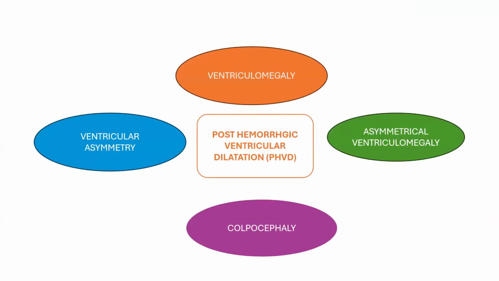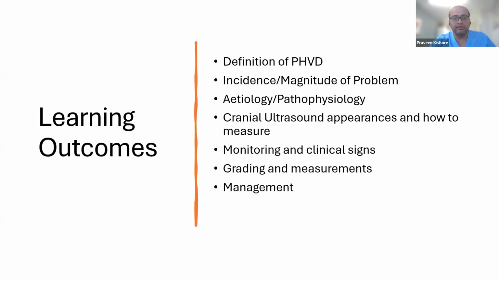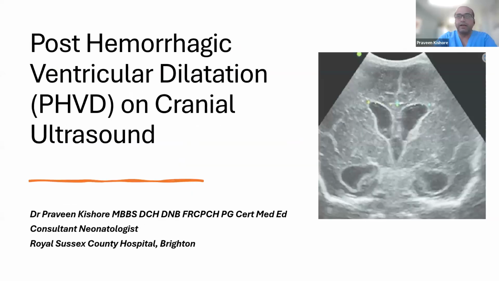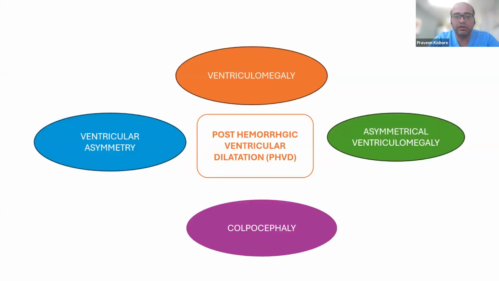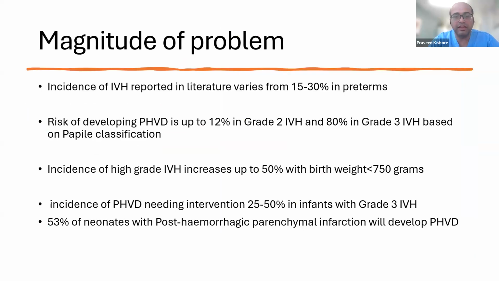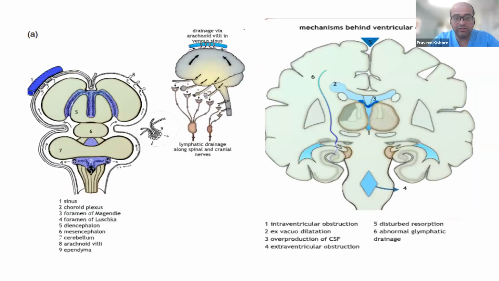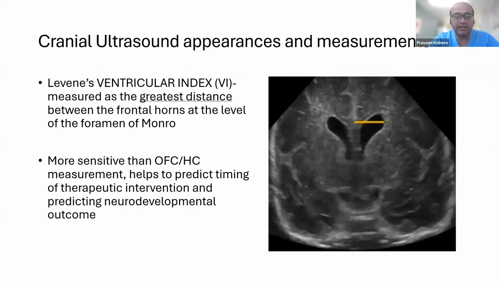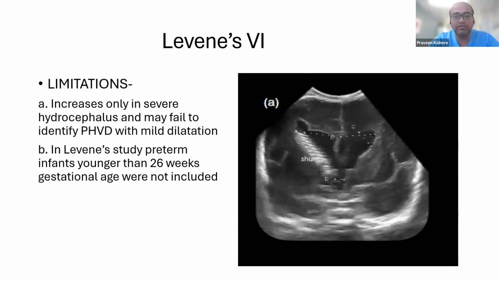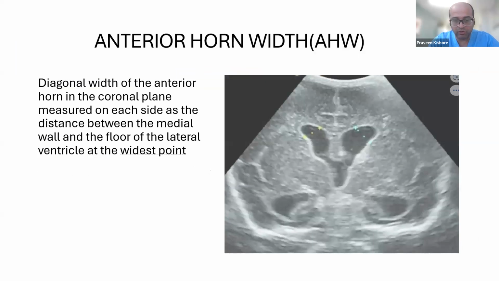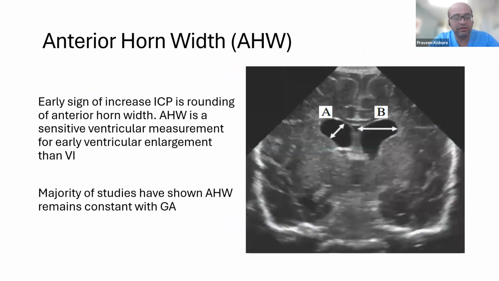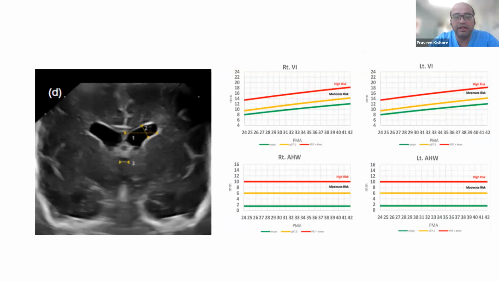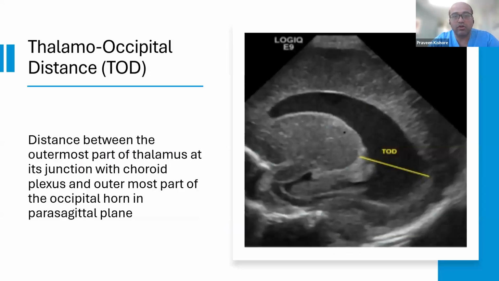Okay, brilliant. So what we will do today is we'll continue with the management of post-hemorrhagic ventricular dilatation. We talked about what is ventricular asymmetry, what happens if you have an IVH, and how severe grade 3 and grade 4 intraventricular hemorrhages can lead to post-hemorrhagic ventricular dilatation. We talked about different measurements, most commonly Levene's ventricular index, but also anterior horn width, and thalamo-occipital distance.